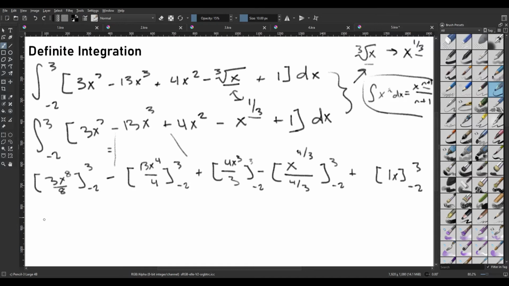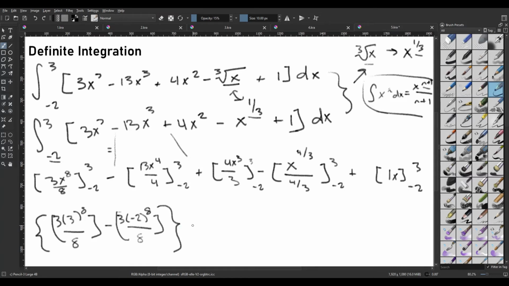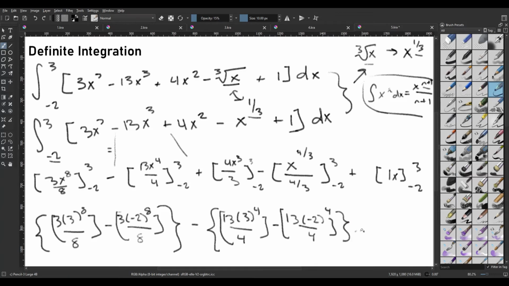So once we expand all of these, I'll start the first half over here, the first part of it. It's going to be 3 times 3 to the 8th over 8, or brackets in here, minus 3 times negative 2 to the 8th over 8. And this is why, remember, we have to keep in the habit of doing both antiderivatives, because this is not always 0. Here's a case in point example of that. We're going to do the minus here. Minus 13 times 3 to the 4th over 4 minus 13 times negative 2 to the 4th over 4, dot dot dot for all the rest of the terms, meaning we did that for all of them.